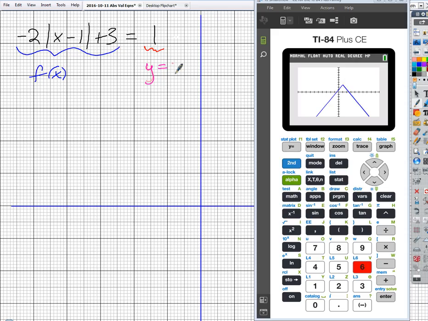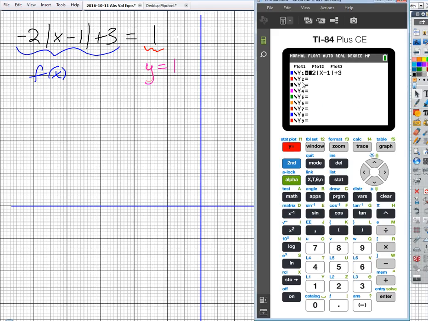Y equals 1, right? If I graph the line y equals 1, what's it going to look like? A horizontal line with a y-intercept of 1, right? So let's graph that. Go back to y equals, scoot down to the next y, so y2, and we'll graph the function y equals 1. Just hit graph.